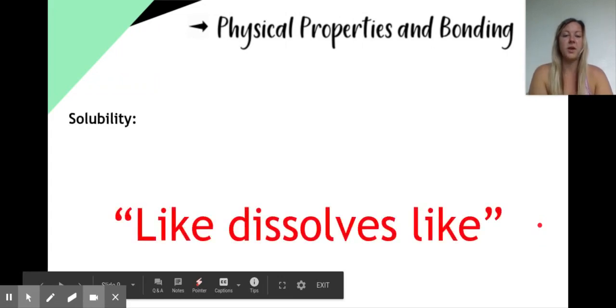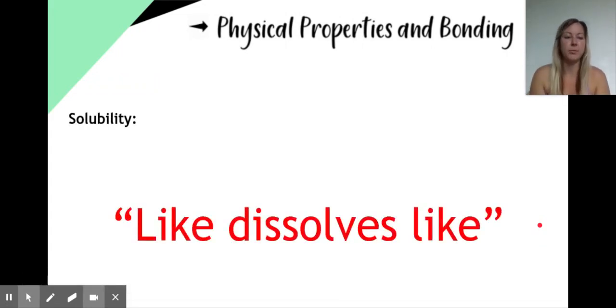Okay, so we have had a wee look at melting and boiling point. Our next property is solubility. And there is a really simple and easy way for you to remember the solubility of any type of compound, and it is like dissolves like. So similar things will dissolve each other.